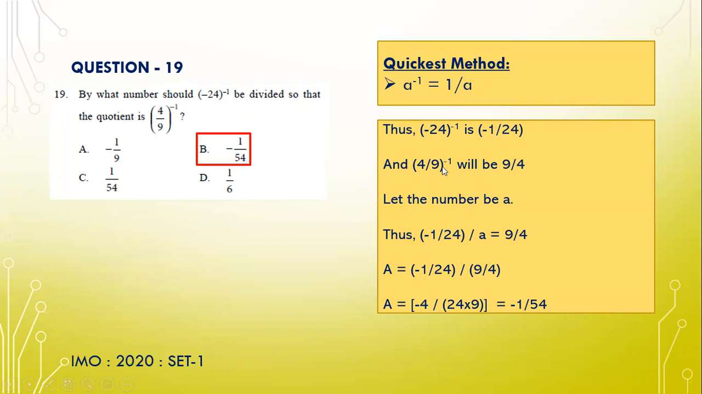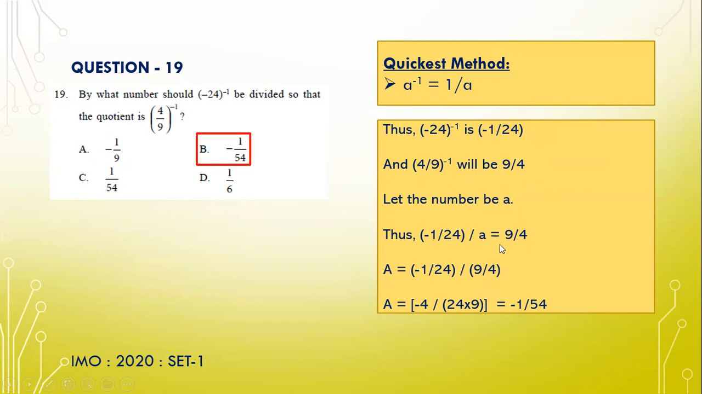And what is 4 upon 9 raised to minus 1? You have to invert this. It is 9 upon 4, isn't it? 4 upon 9 raised to minus 1 is 9 upon 4. So let the number be a. Thus minus 1 upon 24 divided by a will give the quotient as 9 upon 4.